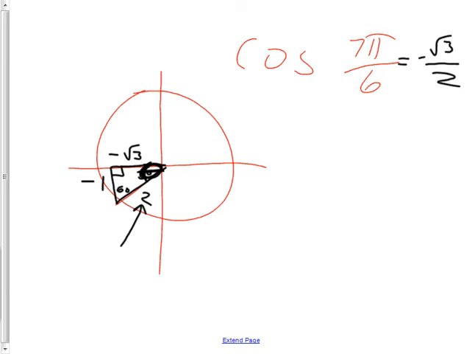Raise your hand if you had that one right. Awesome. Many of you had it right. So you're getting that first part. This first part ought to be relatively easy for you then.